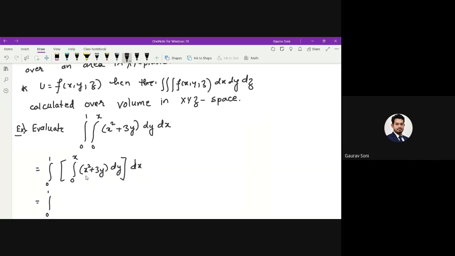Integrating with respect to y, x will become constant. What will be the integration? Integration of a constant with respect to y. x square is a constant, so x square times y, plus 3 is a constant, integration of y with respect to y is y square by 2. Limits are 0 to x, dx.